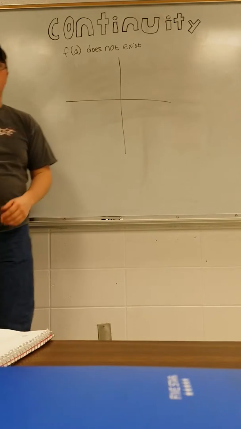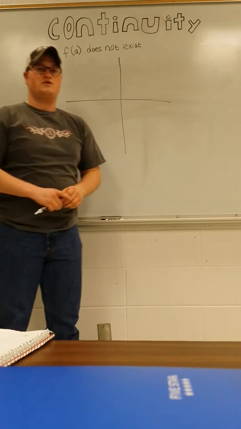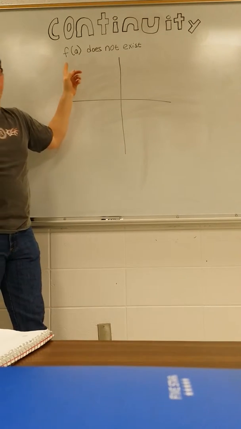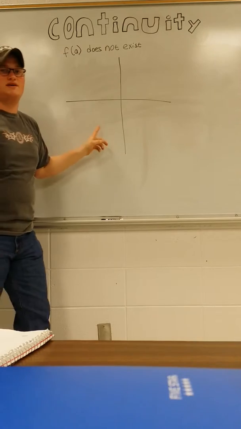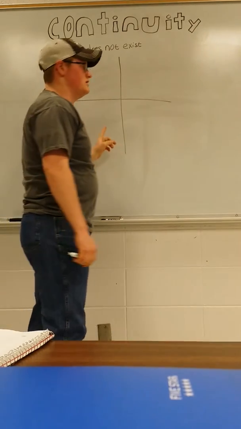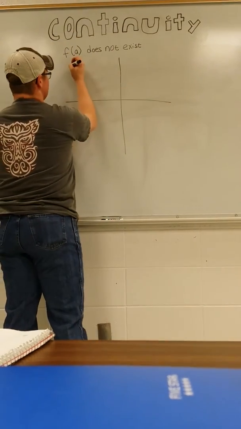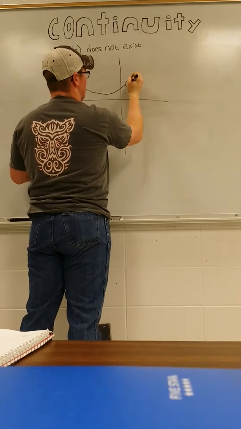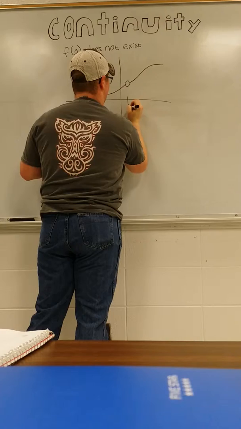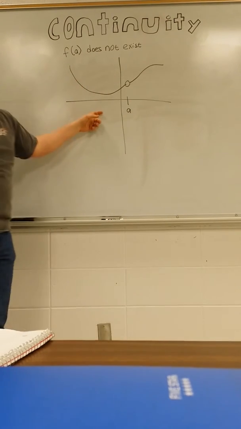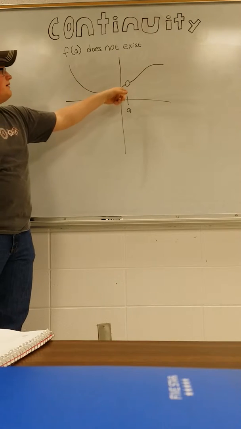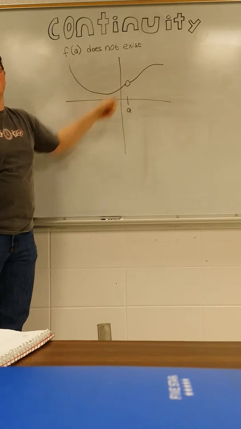Next, we have the continuity checklist. The first thing on our continuity checklist is if f of a exists. This is when f of a does not exist, which makes a function discontinuous. In this graph, the function is discontinuous at a because f of a does not exist.